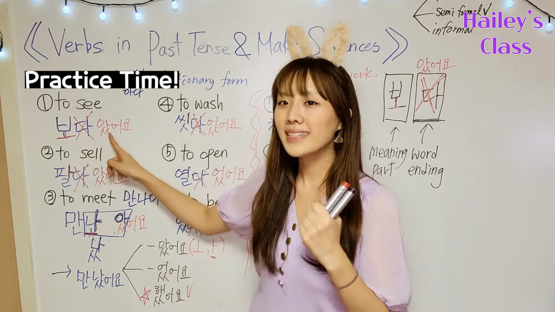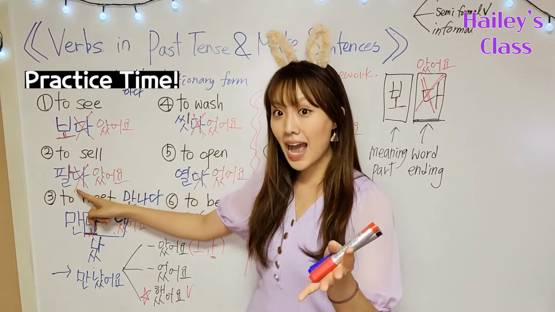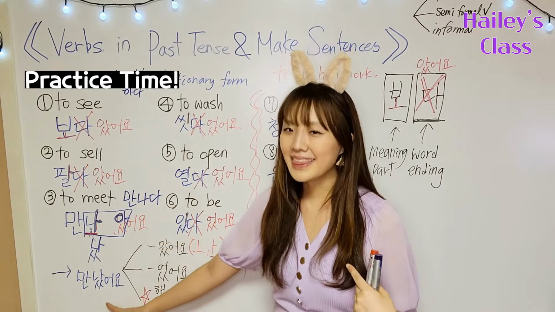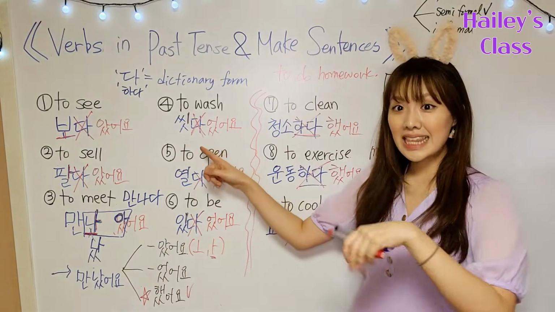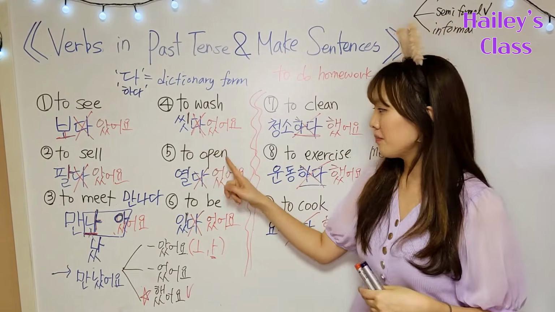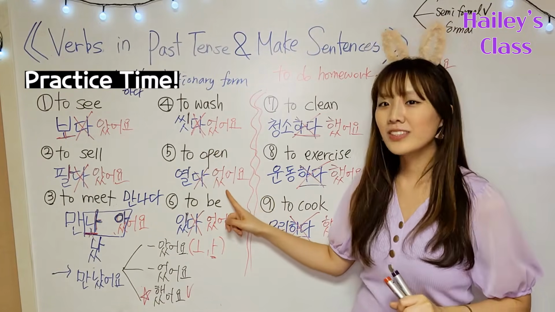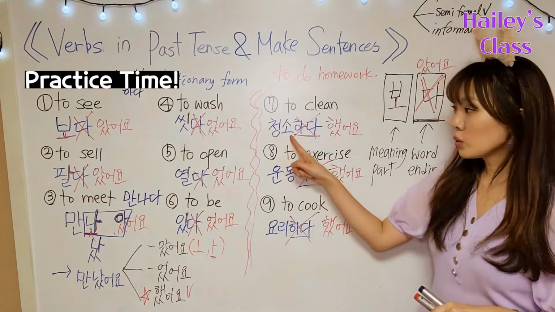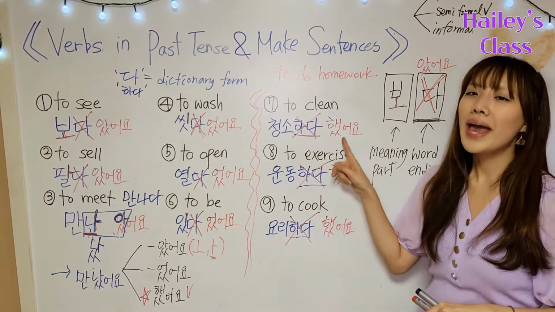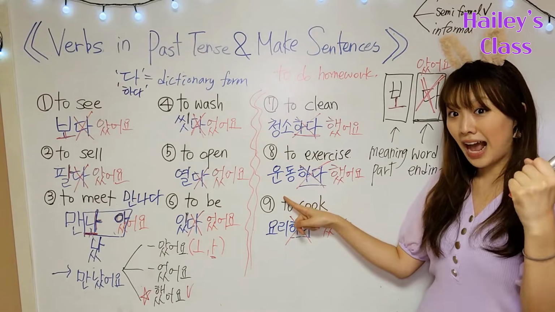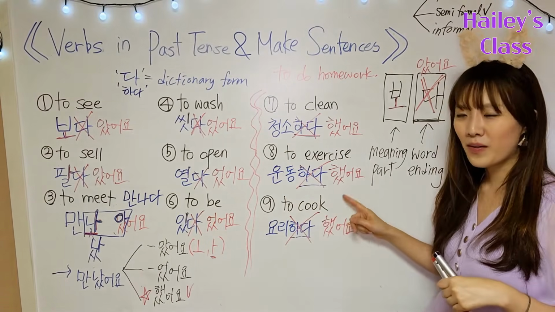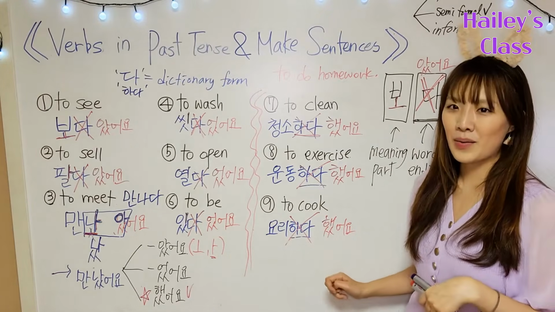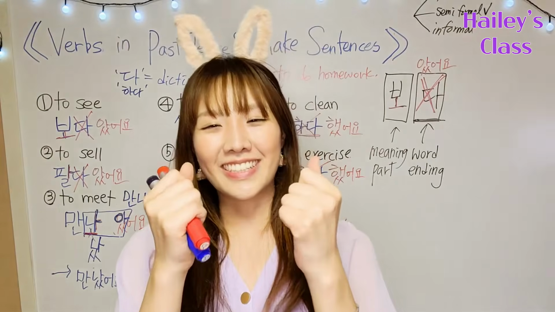보다, 보았어요. 팔다, 팔았어요. 만나다, 만났어요. 씻다, 씻었어요. 열다, 열었어요. 있다, 있었어요. 청소하다, 청소했어요. 운동하다, 운동했어요. 요리하다, 요리했어요. Good job, everyone. Good job.